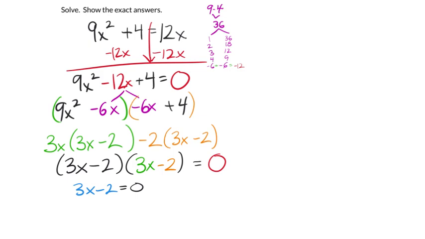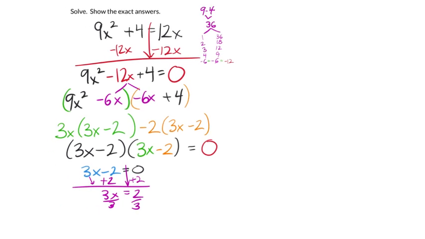And to solve then, let's go ahead and use purple here. But you'd add 2 to both sides. And you'd end up with a 3x equals 2. Divide both sides by 3. And you do end up with x equaling 2/3.